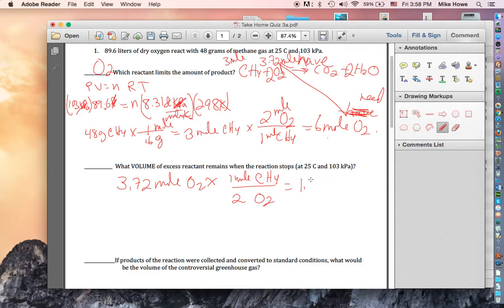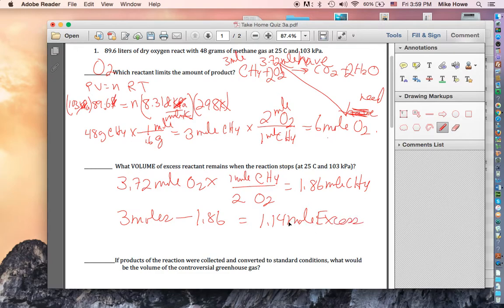1.86. So 3.72 divided by 2, so you have 1.86 moles of CH4 that you're going to use. How many moles of CH4 did you have originally? You had 3 of them. So you have 3 moles minus 1.86, and that gives us 1.14 moles excess.